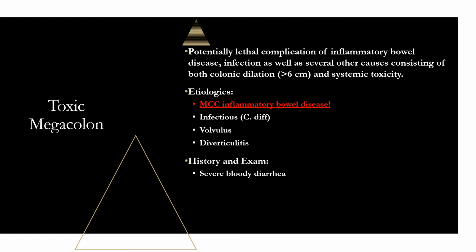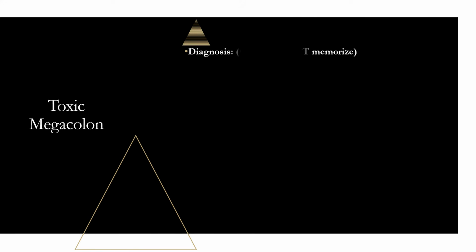Now, history and exam, you're going to have severe bloody diarrhea. That's going to be one of the more common findings with a patient with toxic megacolon. In addition, they're going to have abdominal pain, distension, and then they're going to have signs of toxicity, which is really important. So they're either going to have fever, they're going to be tachycardic, hypotensive. Remember that they're going to be toxic. These patients are very sick. So severe bloody diarrhea, abdominal pain, and then remember your signs of toxicity, fever, tachycardia, hypotension. So don't forget those. Those are very important.